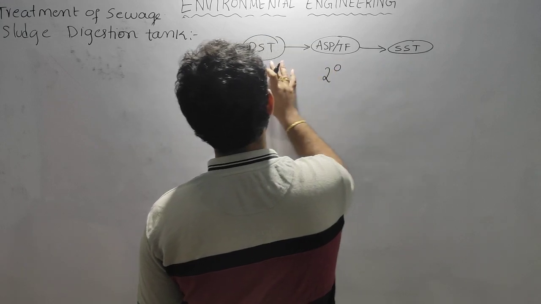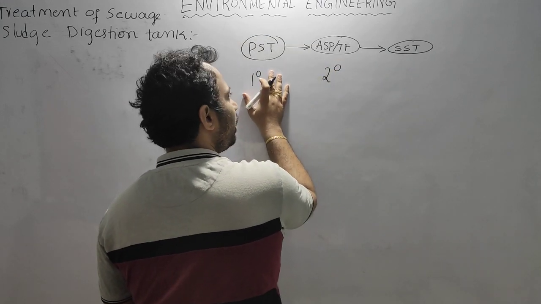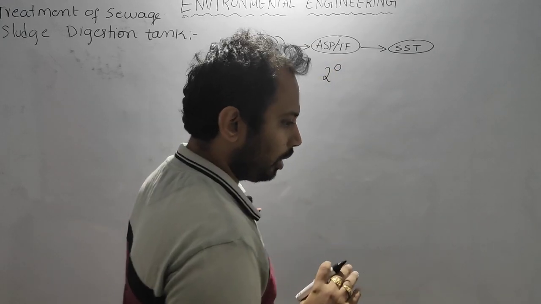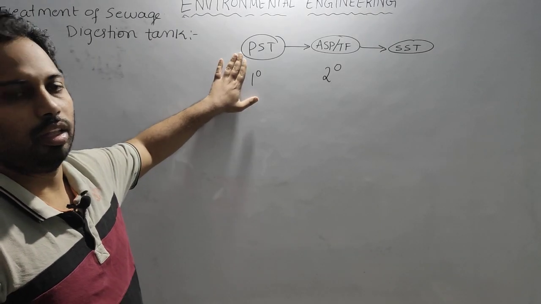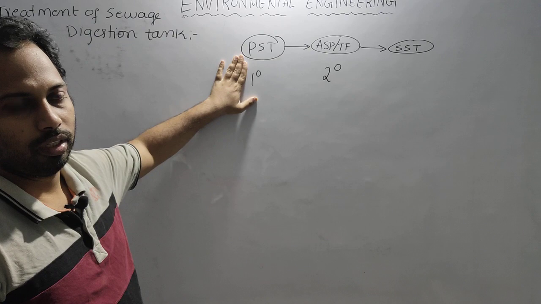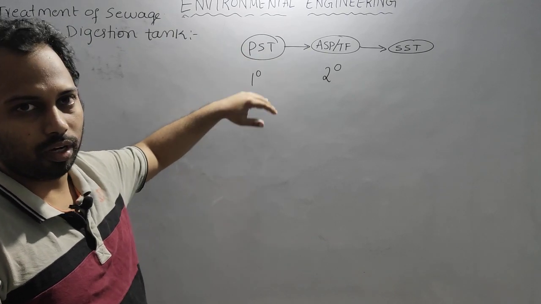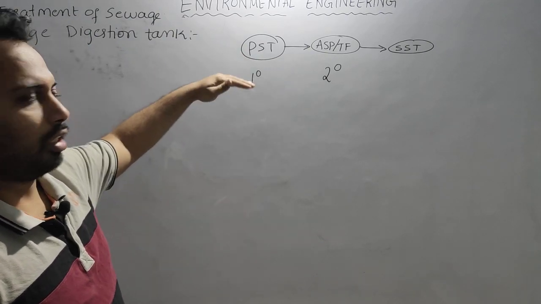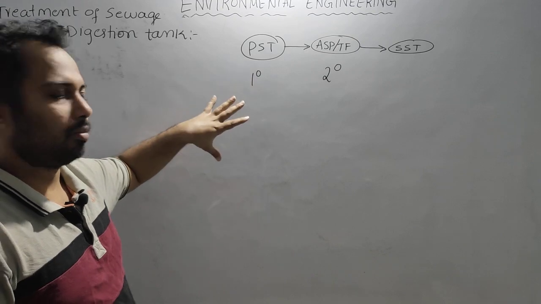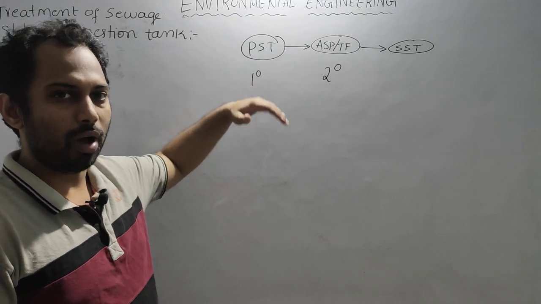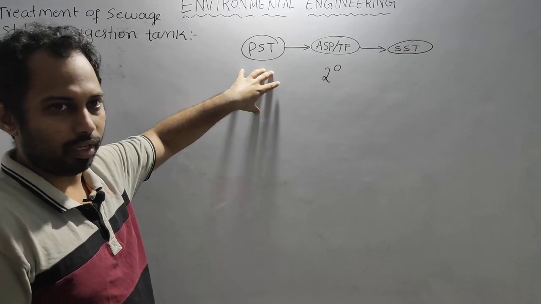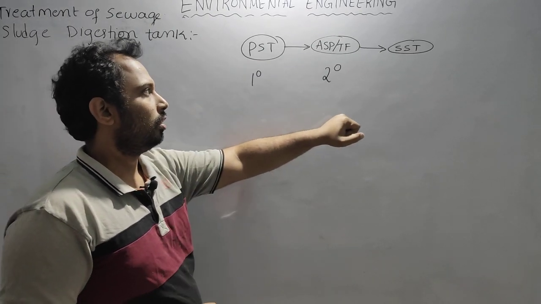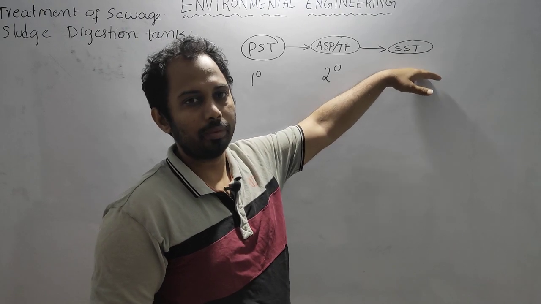Now in the primary sedimentation tank, I have told you already, we are removing some BOD, that is 30% of the BOD we are removing here. So that is removed in the form of sludge. Okay, whatever the settled part, that is nothing but sludge. So we are removing some part of sludge here. Similarly, here also some part of sludge will form.